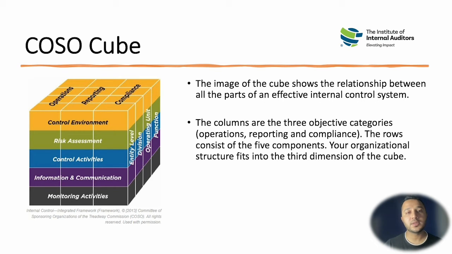So you can see the third side of the cube where it says entity level, divisional, operational, and functional, which means these controls are being integrated and flow within the organization from top to bottom and bottom to up. So this is a very beautiful diagram which shows what we have discussed in the earlier slide.